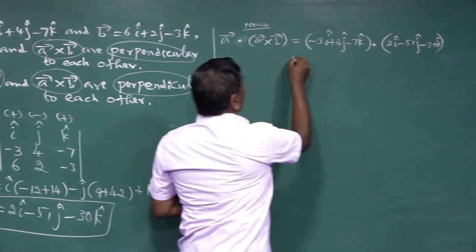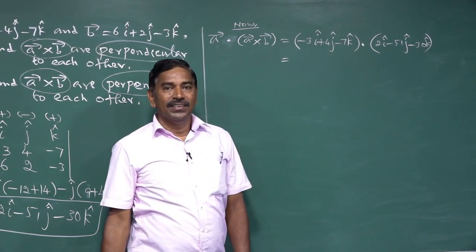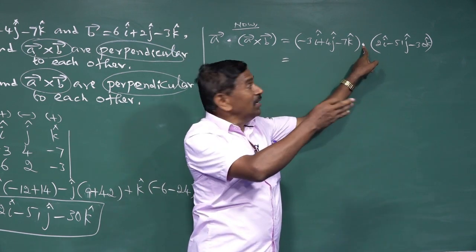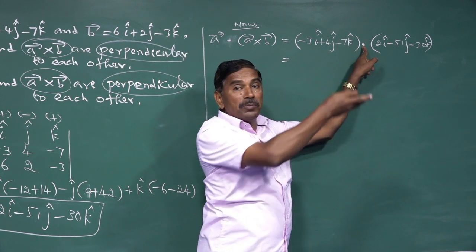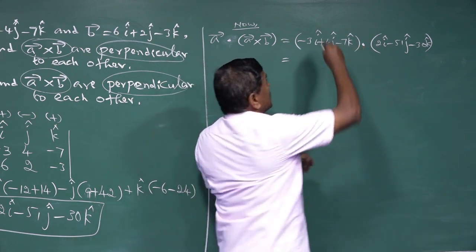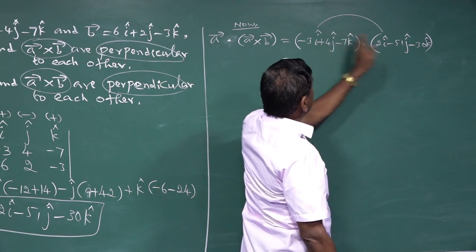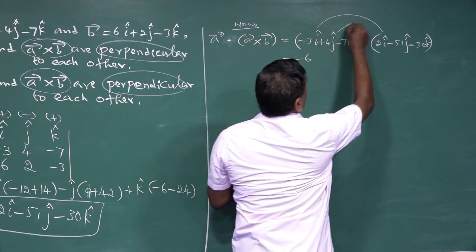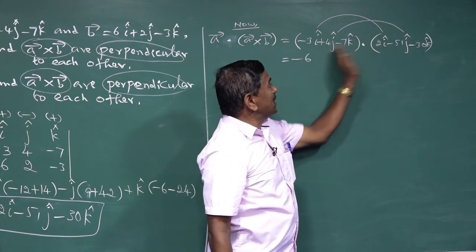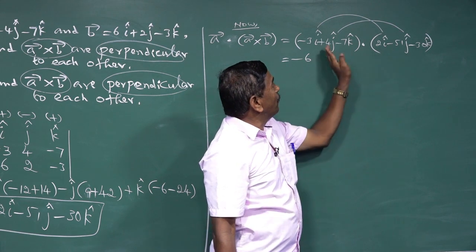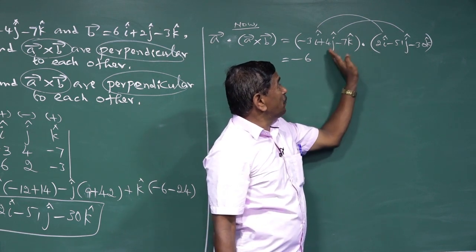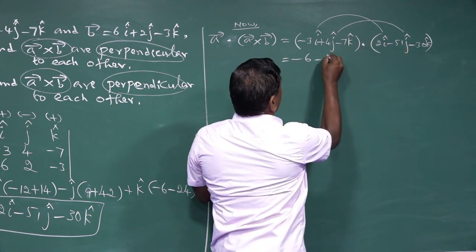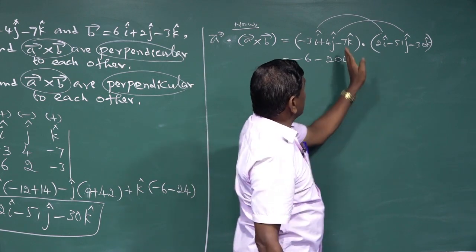Now start your answer. If the dot product is defined between the two vectors, it is enough to multiply only the coefficients. That means I to I: minus 3 twos are minus 6. Next, J to J: plus into minus is minus, and 4 into 51 is 204, so minus 204.